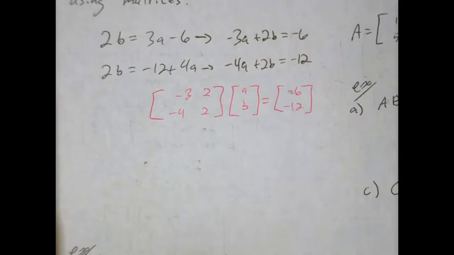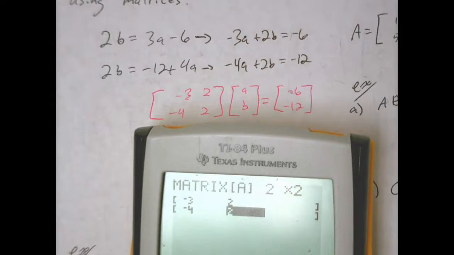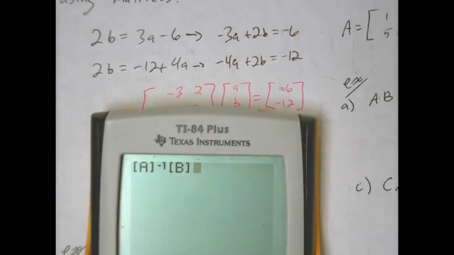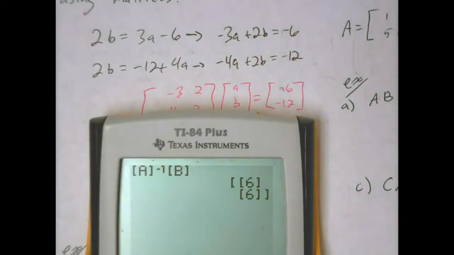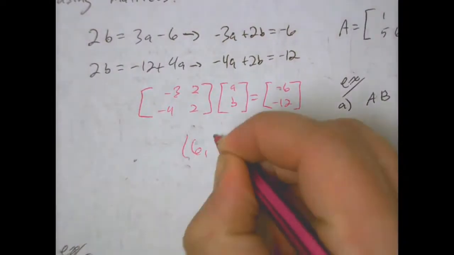-3, 2, -4, 2. Double checking: -3, 2, -4, 2. Beautiful. And then I'll go in and enter the other one. We have -6, -12. And we will do A inverse B. I'll press enter. Whoa! So my point is (6, 6).